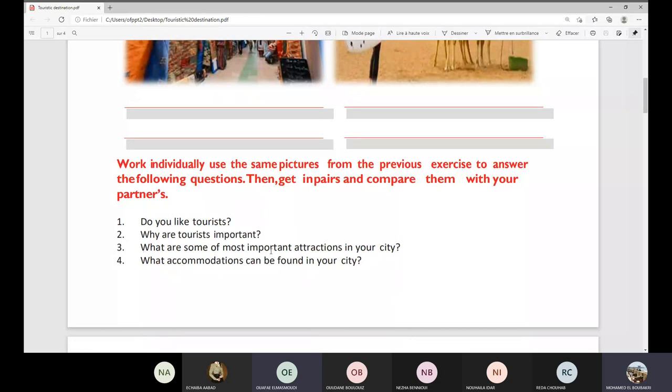That's a perfect job. Let's start with the first question. Do you like tourists?